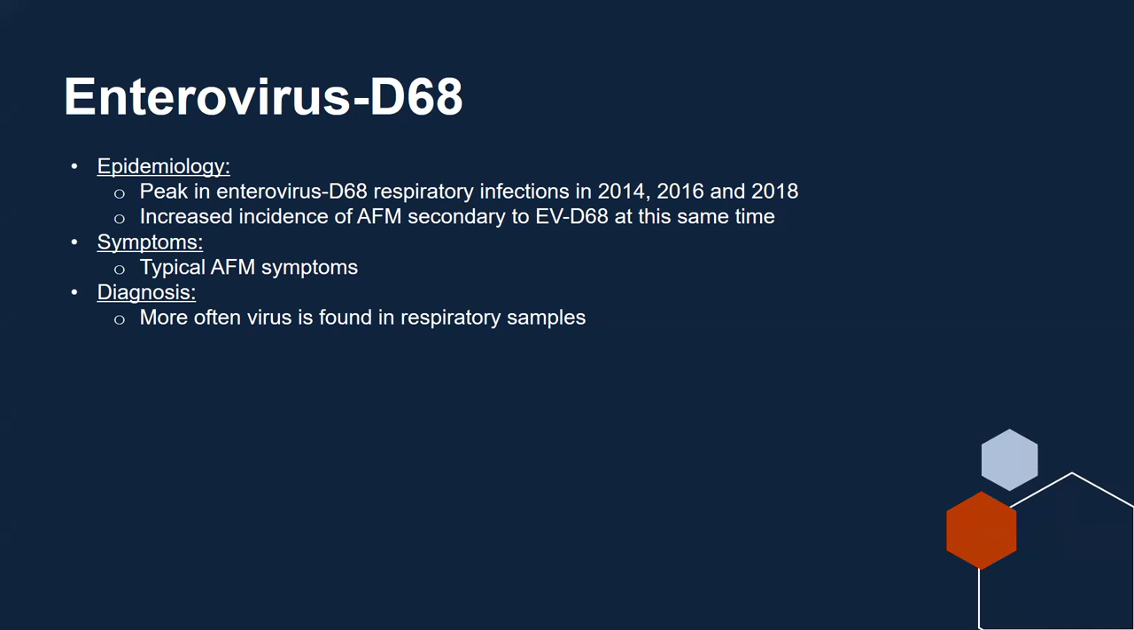Enterovirus D68 is also a cause of AFM. There was a peak incidence of D68 infections in 2014, 16, and 18. And so that's an increased associated incidence of AFM with these infections as well. The patients with D68 typically had the typical anterior horn syndrome symptoms, but genomically enterovirus D68 is more similar to rhinovirus. So these patients typically had more upper respiratory illnesses prior to the onset of their neurologic symptoms. And additionally, when these patients were tested, it was more common to be found in respiratory samples than the stool samples, like we discussed in enterovirus A71.